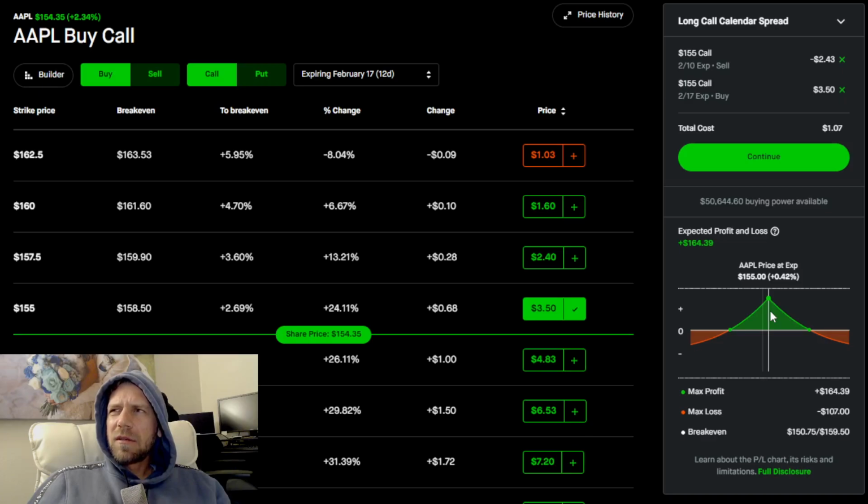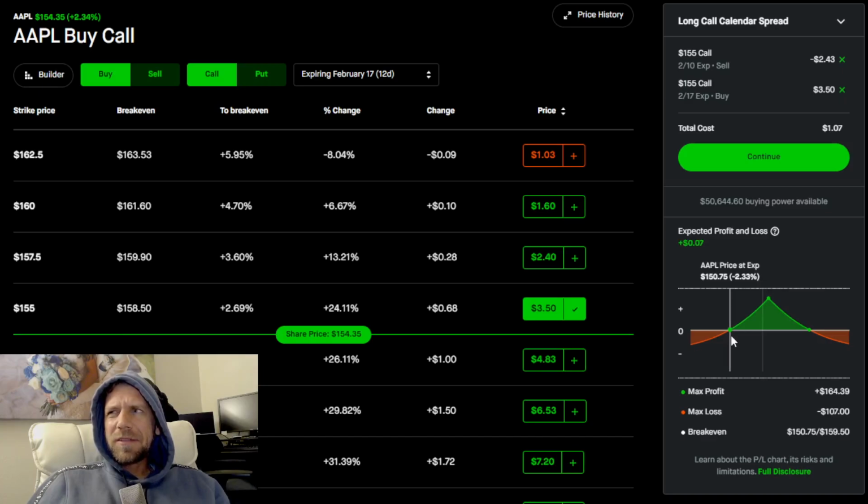It's your lucky day. You see what it says here? Max profit, okay, $164. So if Apple lands at exactly $155 by Friday, I'm going to get $164, which is more than double my initial investment. That's going to be my profit. I'm going to get my initial investment back and $164 on top. Is this a likely scenario? Absolutely not.